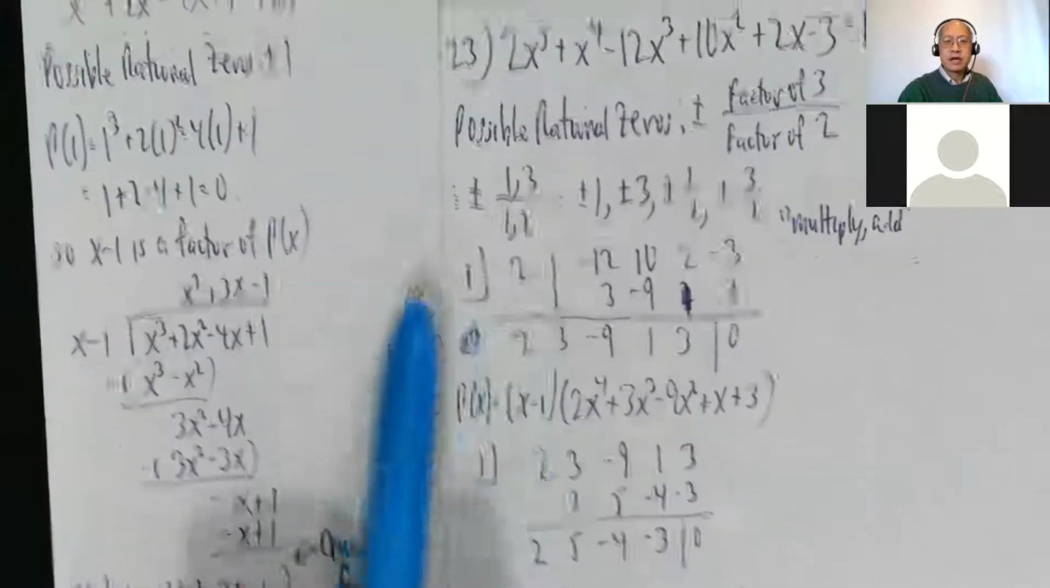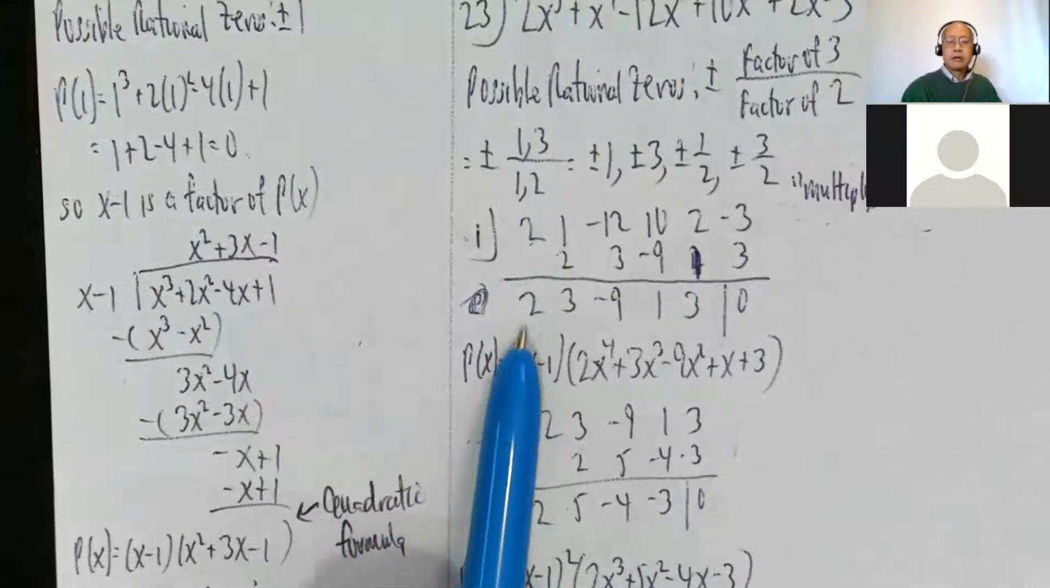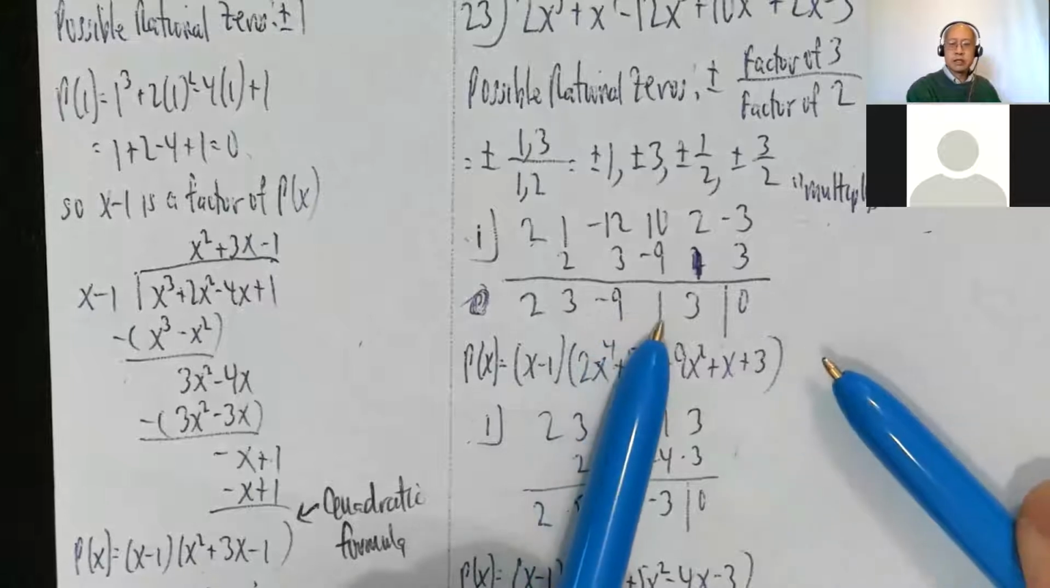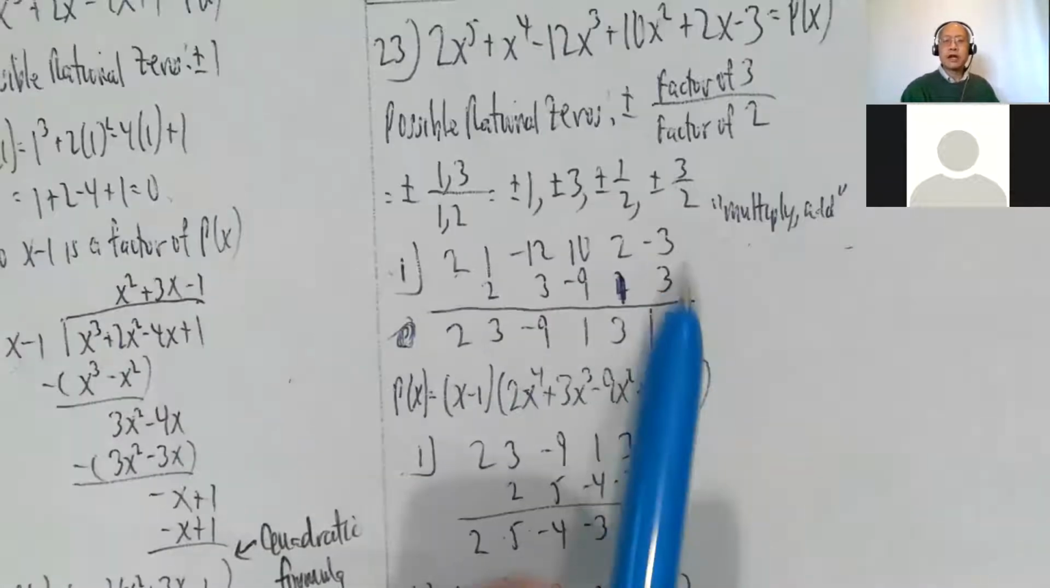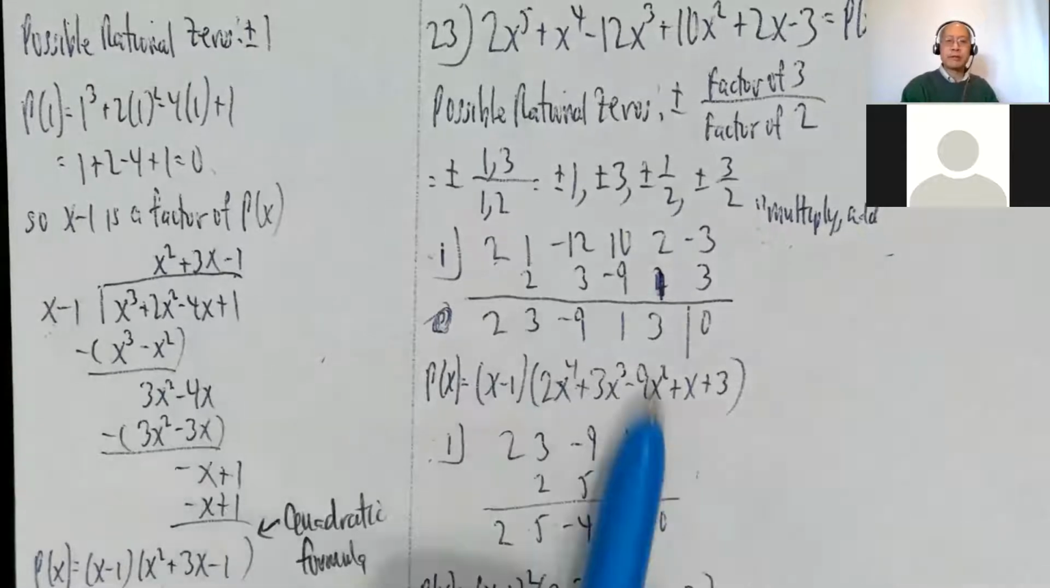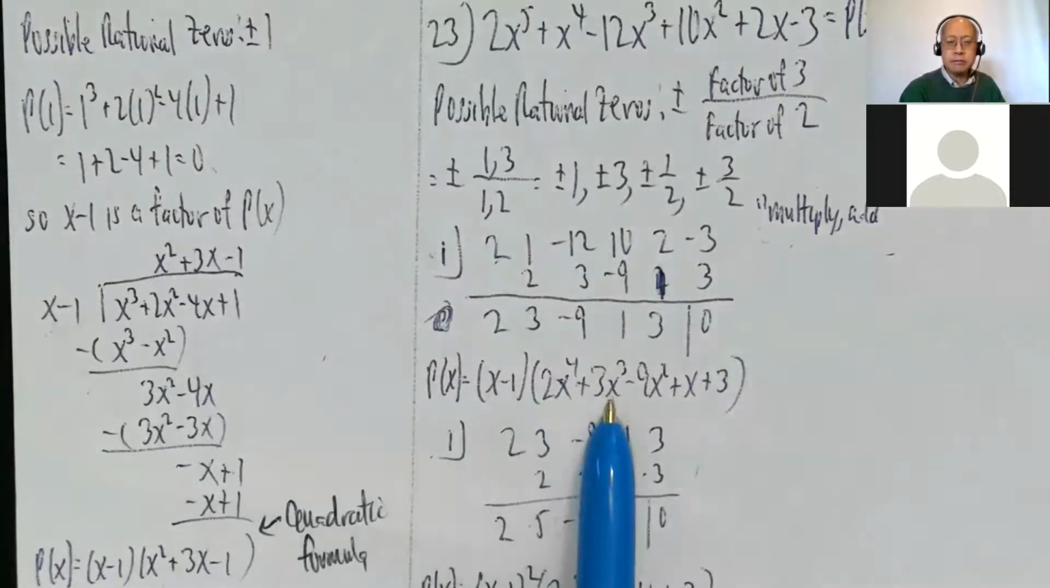How do I read this? I got x minus 1, times 2x to the 4th, 3x cubed, minus 9x squared, plus x plus 3. If you want to convince yourself of that, go ahead and do the long division with all the x to the 5th and 4th and 3rd. You'll get the same answer.